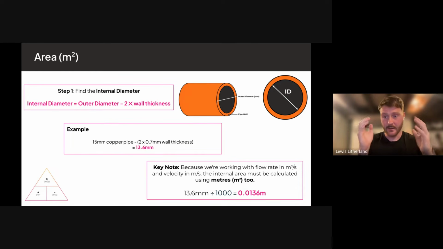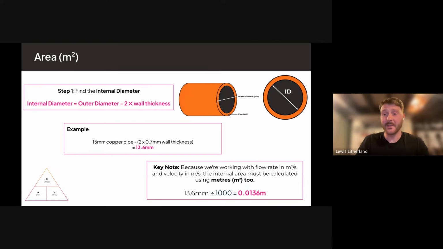So again, nice and straightforward. I think just to start off with step 1, you need to have this written down somewhere. This is crucial. This is in so many of these questions on this assessment, or this module. Okay, so 15mm copper pipe, your actual internal diameter is 13.6 millimeters.